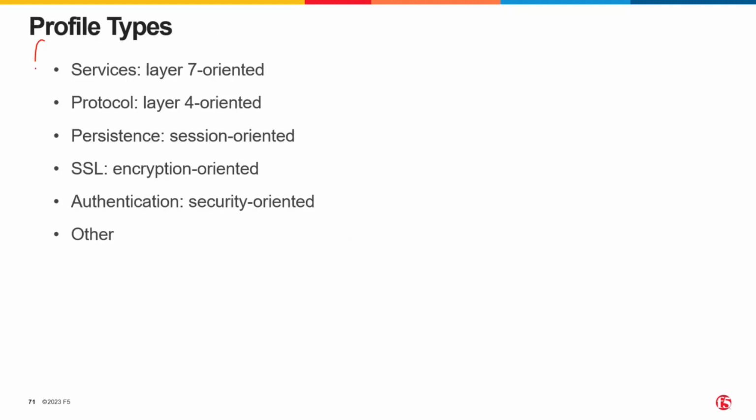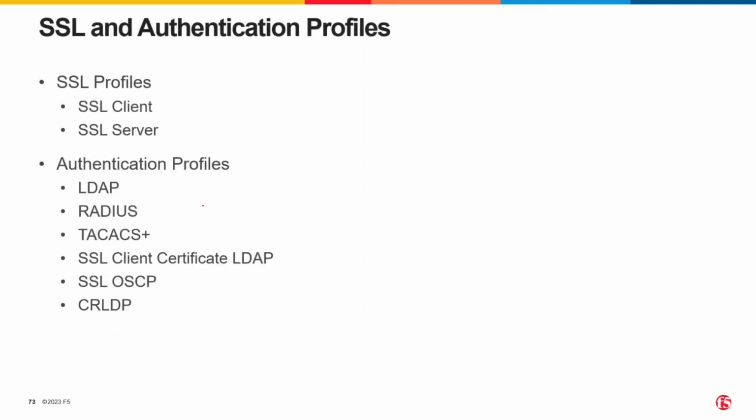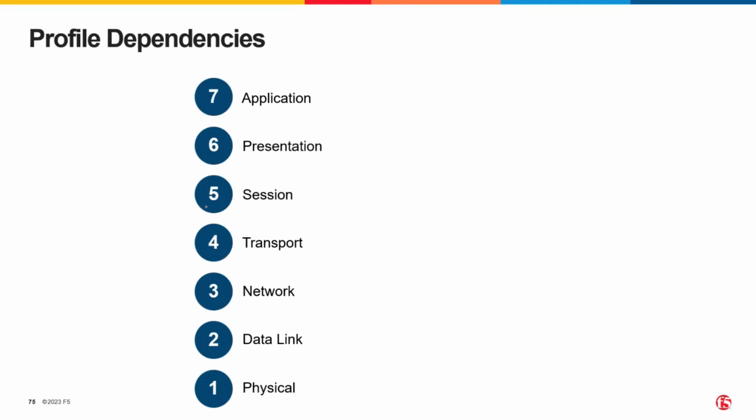And those profiles can be on different levels, as you can see here. Layer 7, layer 4, maybe persistence, which we are going to talk about in the next chapter. SSL, maybe authentication, some security settings that you want to apply to your virtual server. I mean, for example, web application firewall, from a DDoS perspective, from a bot defense perspective. This is something that will be some kind of profile, okay? So many different profiles to configure, many different profiles to use, as you can see here.